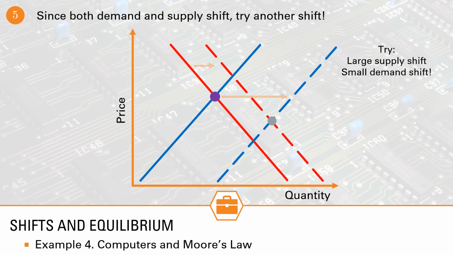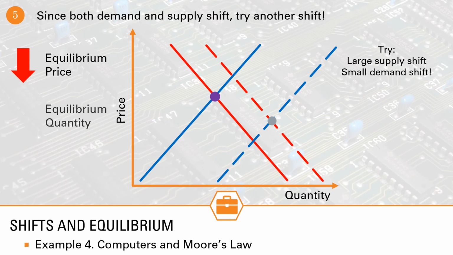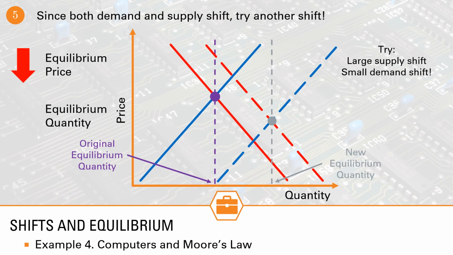Right? Now let's remove these arrows and let's have a look at what happens to equilibrium price now. So what happens to equilibrium price? There's the original equilibrium price, there's a new equilibrium price. This time it goes down. However, for equilibrium quantity, again, let's have a look. Vertical line on the purple line dot, vertical line on the gray line. It goes up. So what happens here, right?